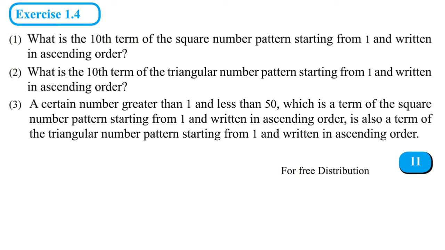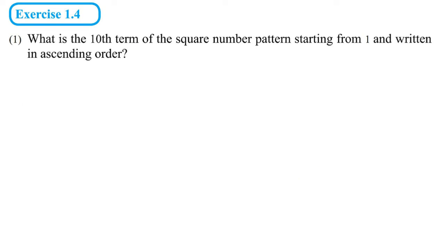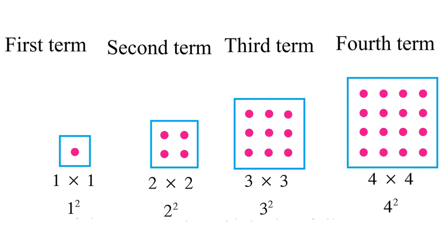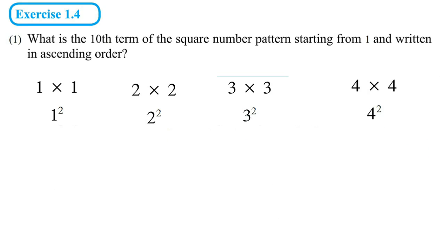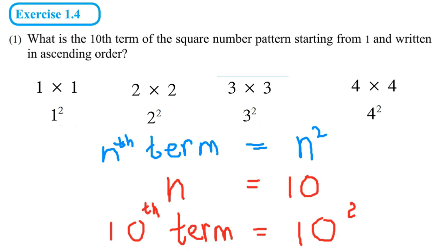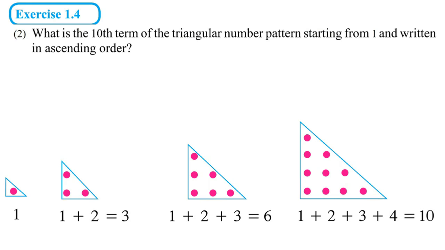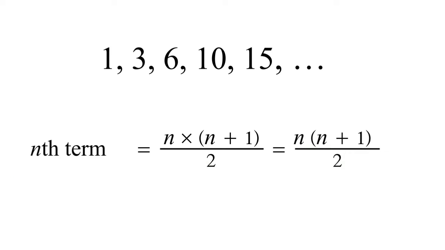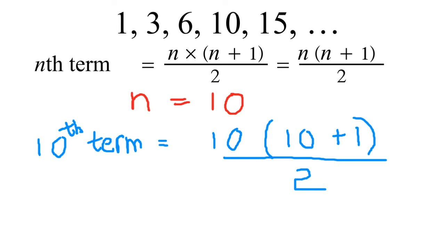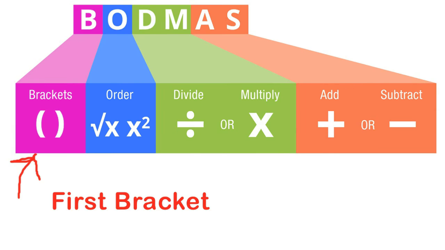What is the 10th term of the square number pattern starting from 1 and written in ascending order? 10th term. දහවෙනි ස්ථානයේ වටිනාකම අහන්නේ square numbers වල. So what's the general term of the square number pattern? n equals 10. Exercise 1.4, page number 11. What is the 10th term of the triangular number pattern starting from 1 and written in ascending order? එකෙන් පටන් අරගෙන කුඩා සංඛ්‍යාවේ සිට ඉහළට යන 10th term වල අගය අහන්නේ, කියන්නේ 10 වෙනි ස්ථානයේ අගය.